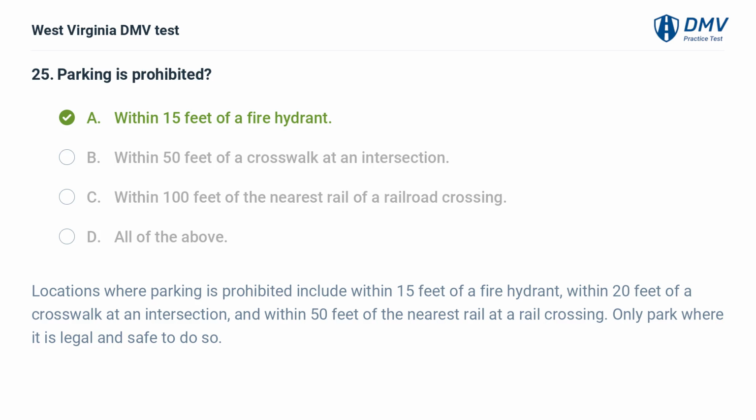A. Within 15 feet of a fire hydrant. Locations where parking is prohibited include within 15 feet of a fire hydrant, within 20 feet of a crosswalk at an intersection, and within 50 feet of the nearest rail at a rail crossing. Only park where it is legal and safe to do so.